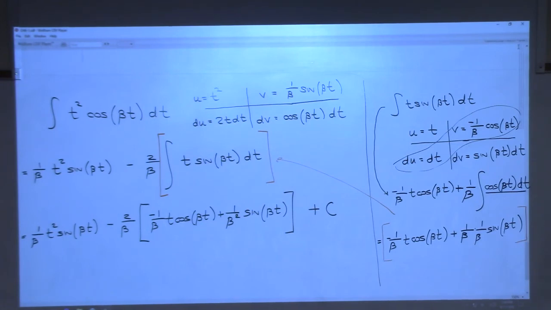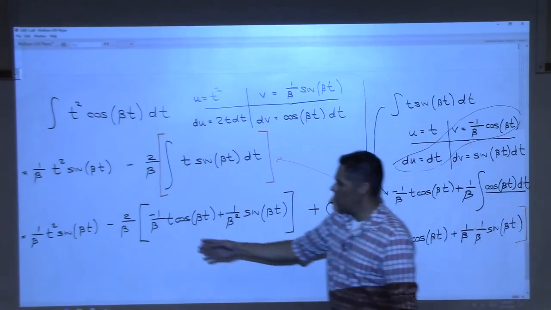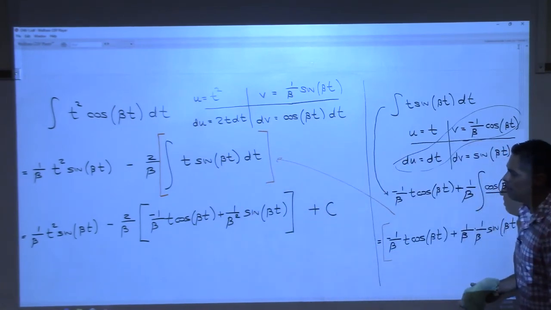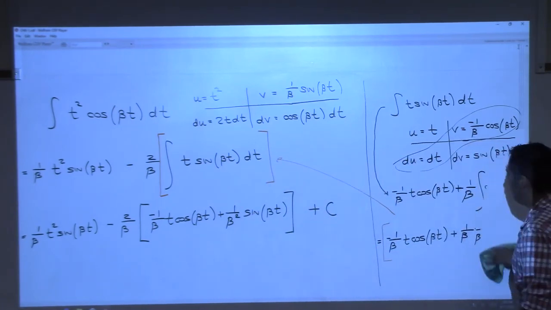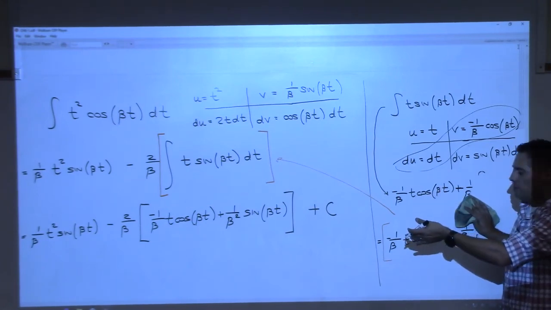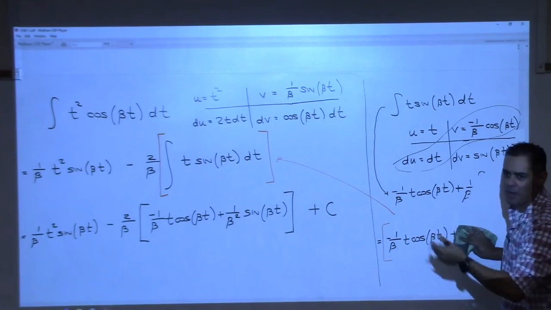One final step would be to distribute the negative 2 over beta through. Yeah, let's go ahead and do that. I mean, you're technically right. This is done. This is complete. But, I mean, we've come this far. Let's go ahead and distribute, all right?